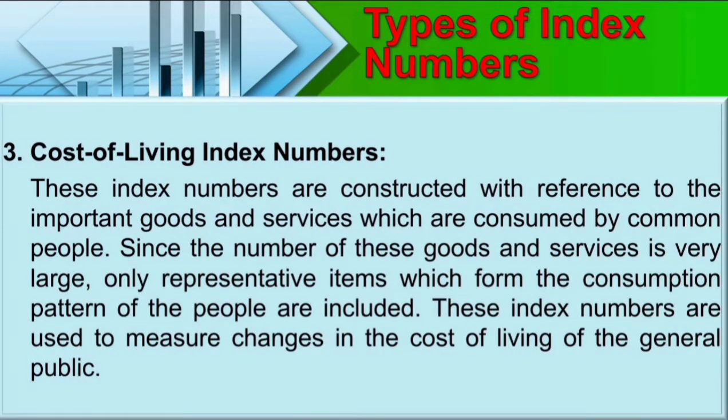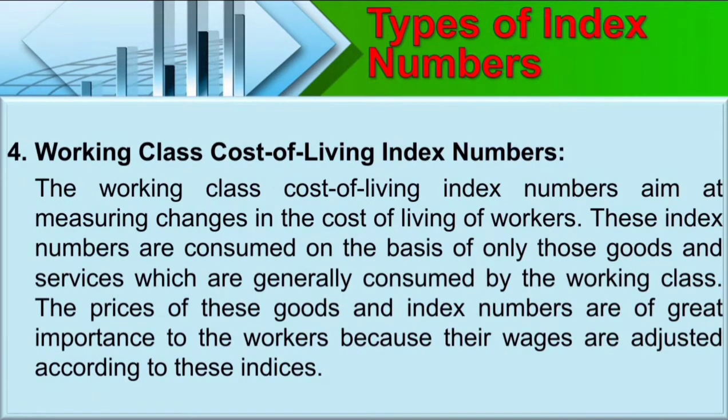Types of index numbers. Number 3. Cost of living index numbers. These index numbers are constructed with reference to the important goods and services which are consumed by common people. Since the number of these goods and services is very large, only representative items which form the consumption pattern of the people are included. These index numbers are used to measure changes in the cost of living of the general public.